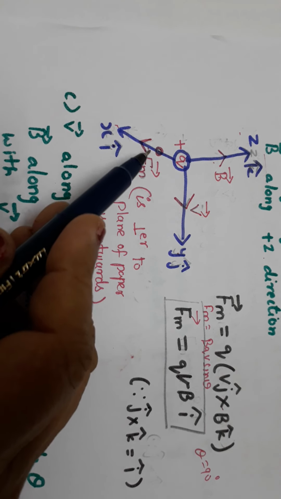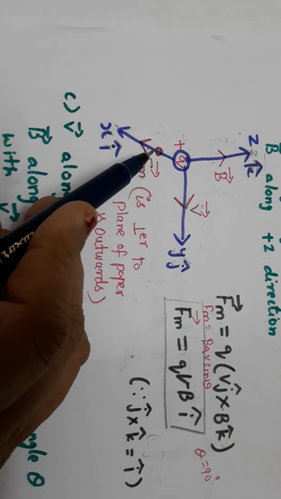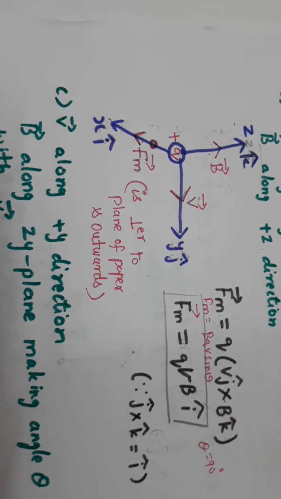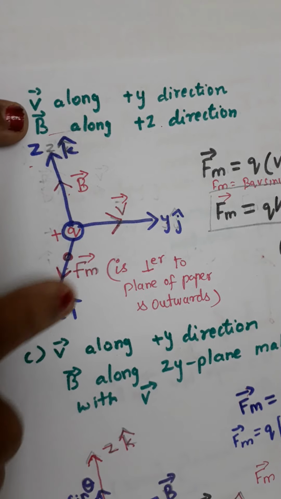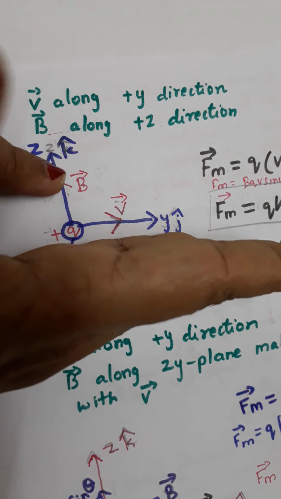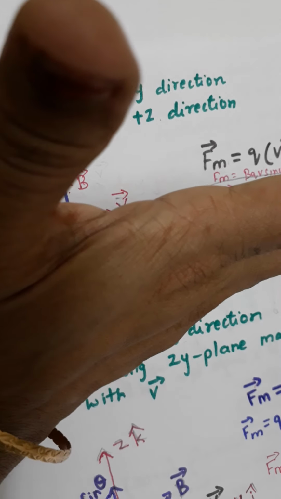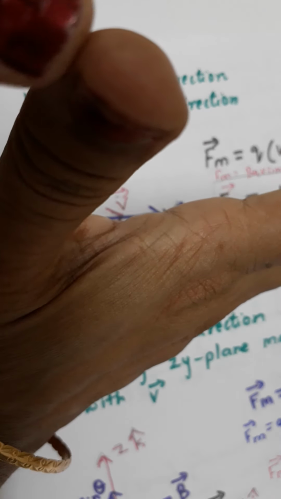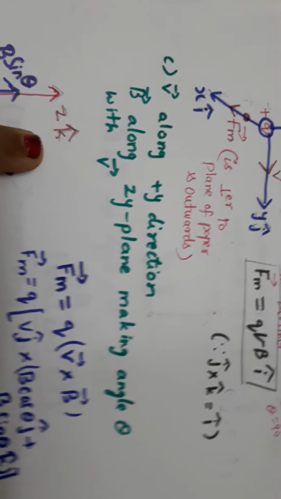This Fm is acting perpendicular to the plane of the paper and outward, right children? You can use the right hand rule. See how you use it. Already I taught you. Along the first vector you place the forefinger, the palm is facing the second vector, and the thumb, you can see, is coming out of the paper. This thumb gives the Fm direction, the magnetic force direction. It is perpendicular to the plane of paper and outward.